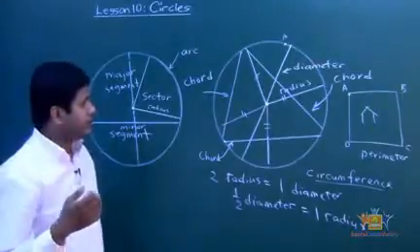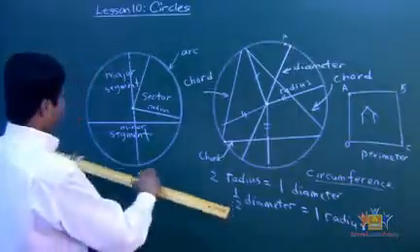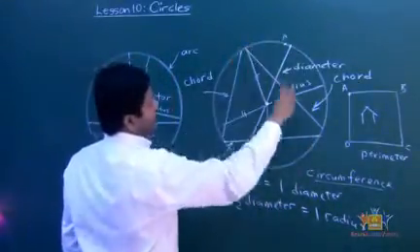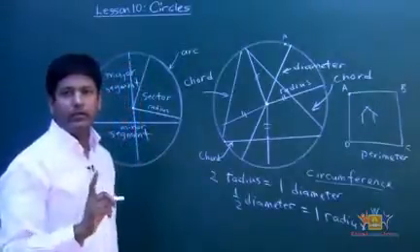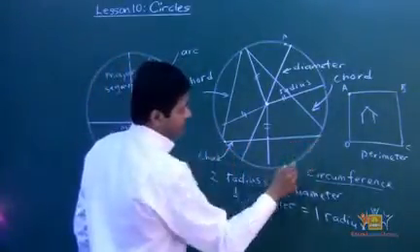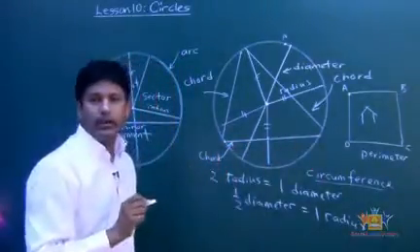Then we talked about the chord. Now what is a chord? A chord is the line right here. This line is a chord. This line is a chord. That line is a chord. Now don't mix it up with the segment. A segment is this whole thing right here. This is called a segment. This is a chord. And then arc.